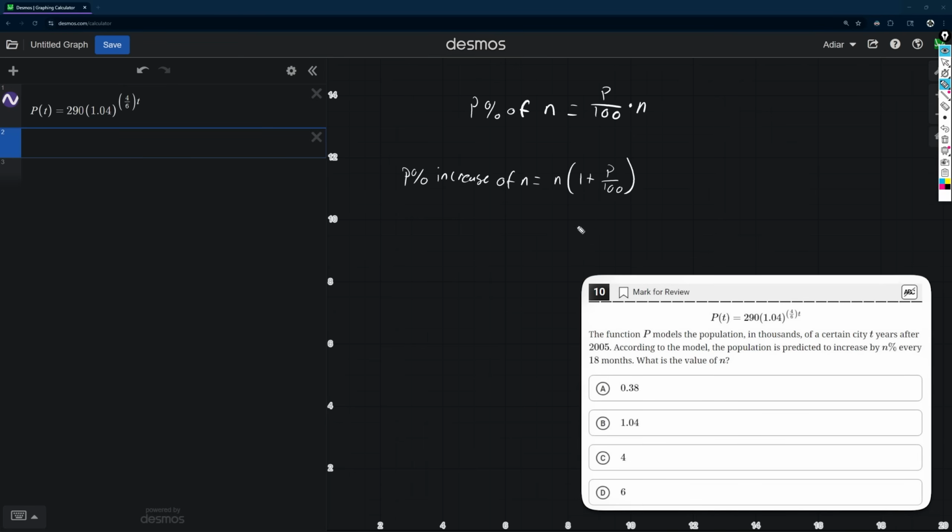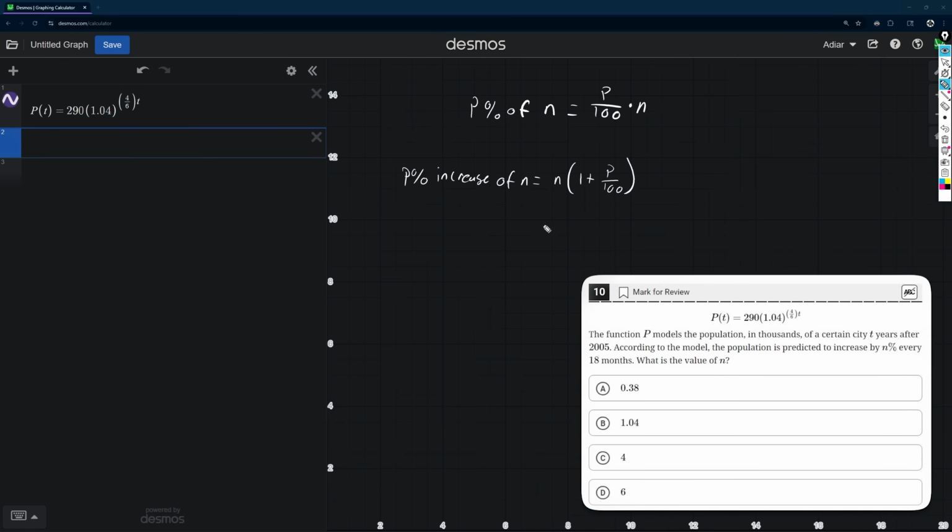And so what that looks like, to understand why we even use this formula, is if we distribute, we get N plus P over 100 times N. And, well, what do we know? This P over 100 times N is just P percent of N. So we're just taking P percent of N and adding it to our original value N. And that's all percent increase is. It's just percent of, but we're adding it to our original value of N. So it's really not that complicated. That's one formula that you can use.